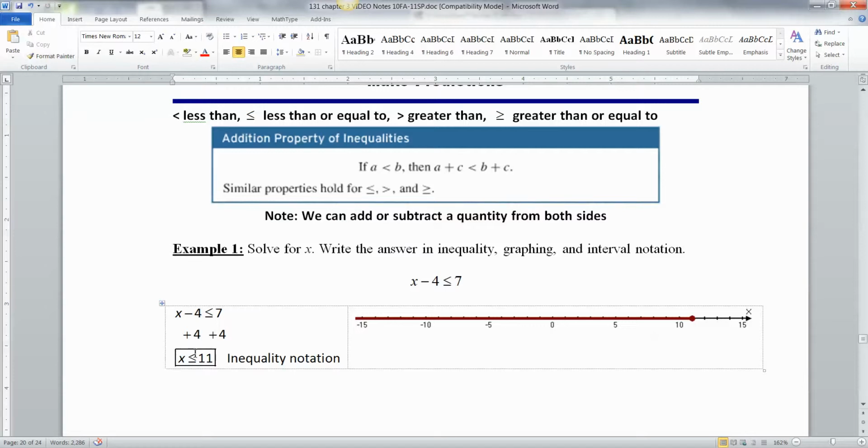X is smaller because the pointy end's at the x, right? So the big end is at the 11. So 11's big, x is small. So I want to shade all the numbers that are less than 11, all the numbers that are smaller than 11. So I shaded everything to the left over there.